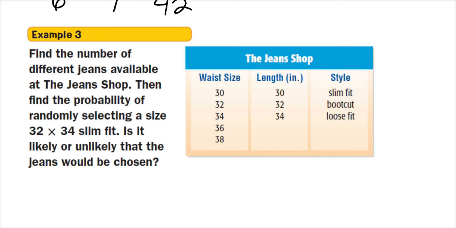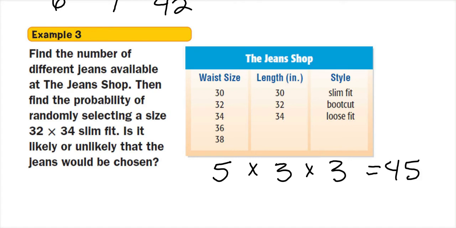We have to first figure out the outcomes, right? So how many different jeans are available? We have 5 waist sizes, 3 different lengths, and 3 different styles: slim, boot cut, and loose. So we have 5 times 3, which is 15, and then 15 times 3, which is 45. Okay, so we have 45 altogether.